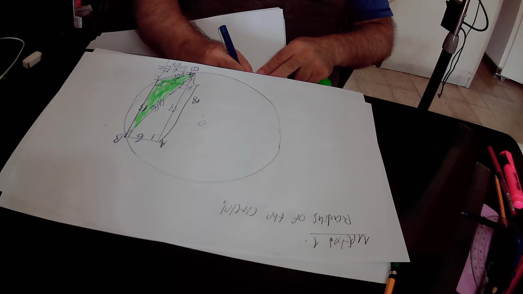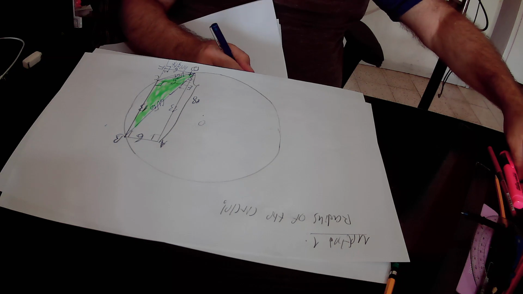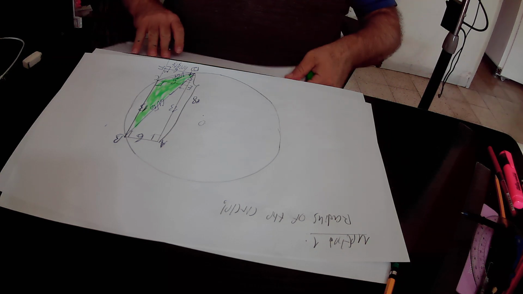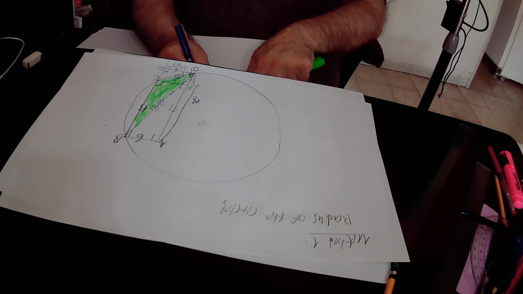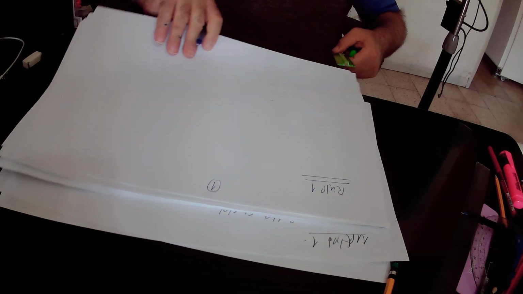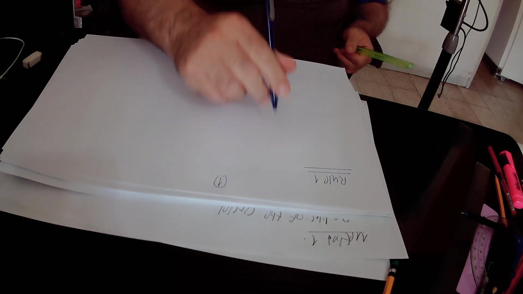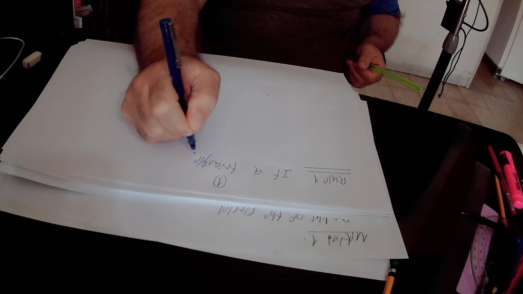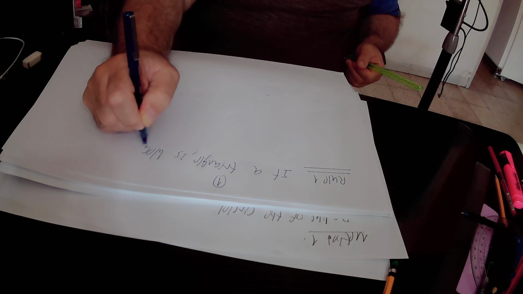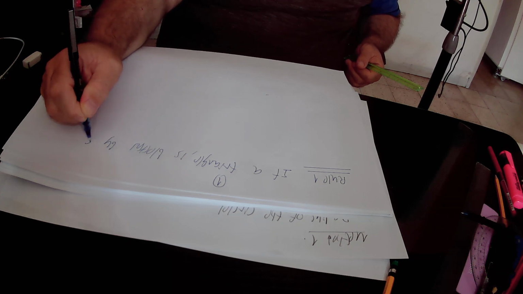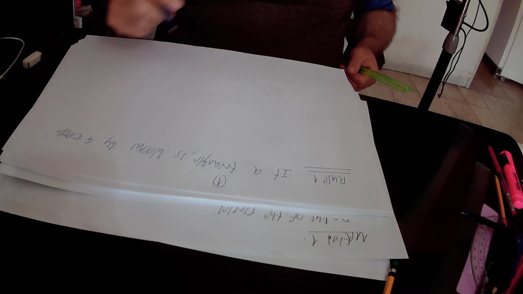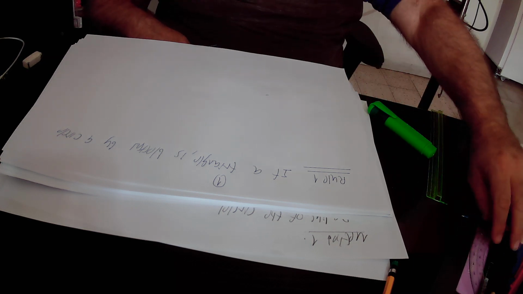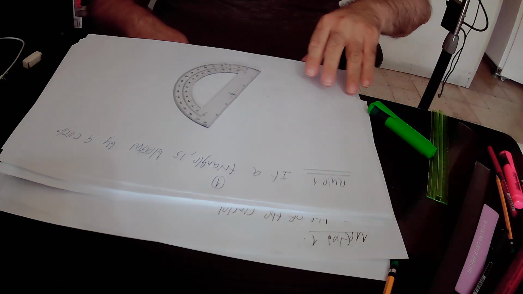According to rule number 1, if a triangle is blocked by a circle, so first of all I will draw the rule number 1 here.